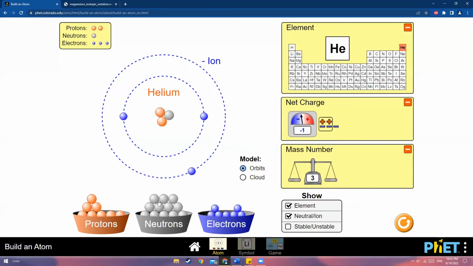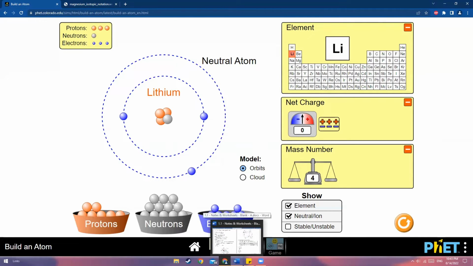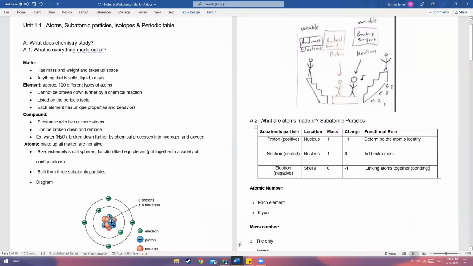Now let's say I want to change my identity. That's where we add this proton. And now it's no longer helium. Now we're looking at lithium because we've changed the number of protons. So I would definitely look at this atomic model simulator if you have time. I think it really enforces the concept well.